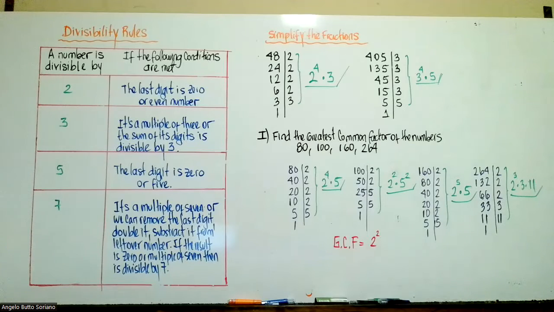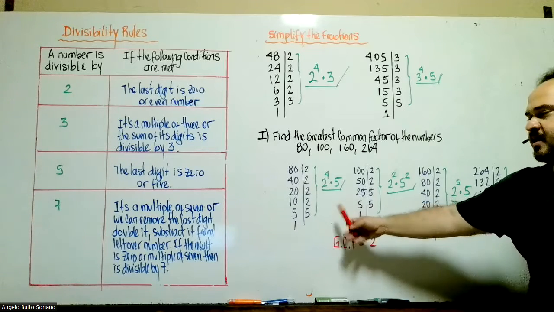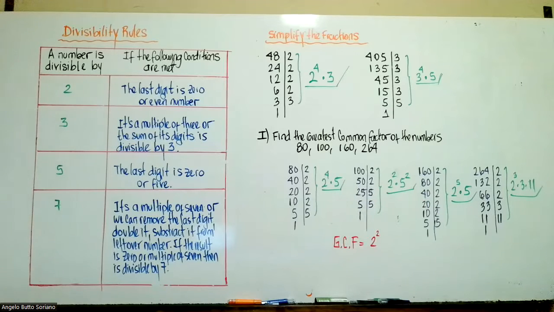Let's see if we have another number or something else. And let's see what we got. For example, the number 5 appears as the first factor, and the second one, and the third one. However, there is no number 5 in the last one. For that reason, the number 5 must be discarded in the greatest common factor because it does not appear in 264. So the number 5 will be discarded.